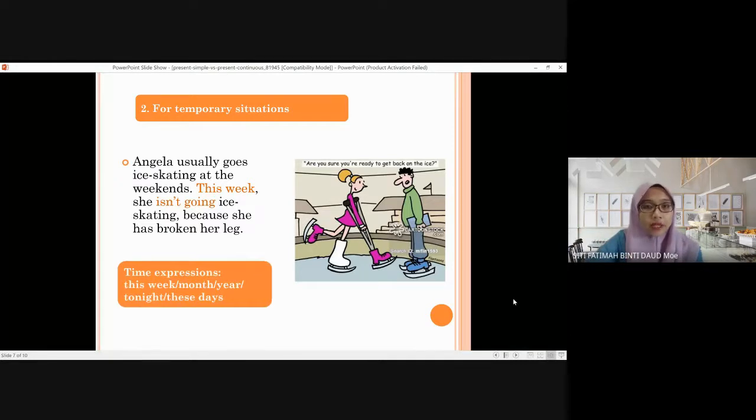Next one. Okay, the time expressions are this week, month, year, tonight or these days. Usually in a sentence, we use time expressions to make our meaning clearer.